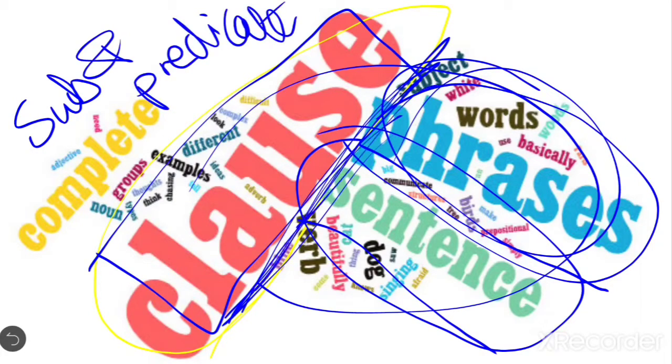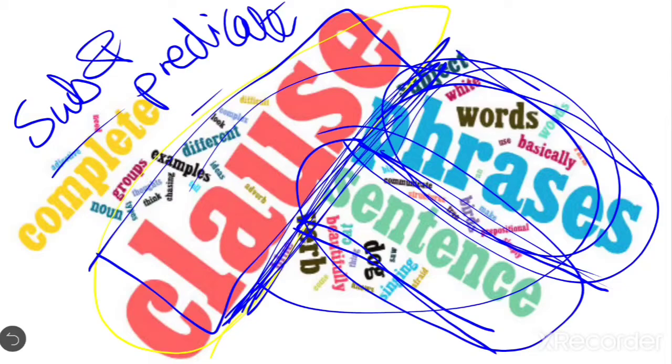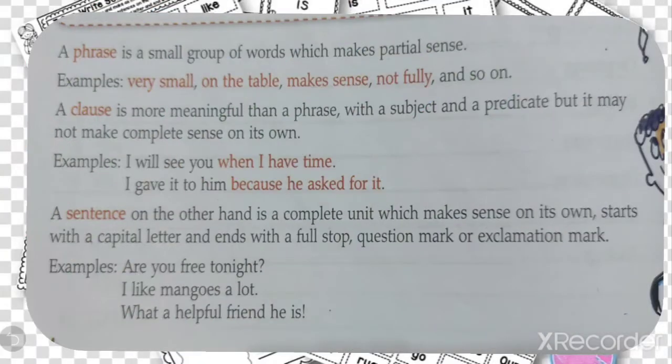So clauses are more meaningful than phrases. A phrase doesn't give you perfect meaning. But in clauses, at least you can understand because of the subject and predicate. And sentences we have seen in the first exercise. Sentences are always meaningful. They give a perfect meaning. Now, continue at page number 116. So students, take your pencil and underline wherever I underline in this textbook.